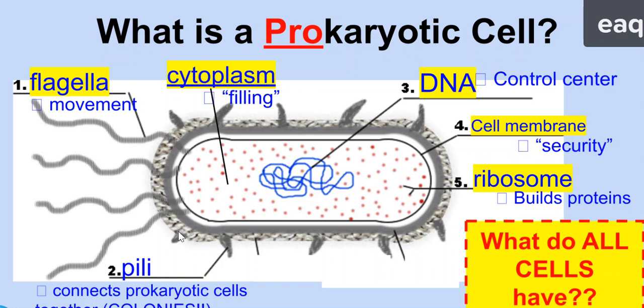On the outside of the cell are two different hair-like structures. The flagella is kind of like a tail. It helps the cell swim around. The pili, or the villi, are the little hairs. They also help the cell move.